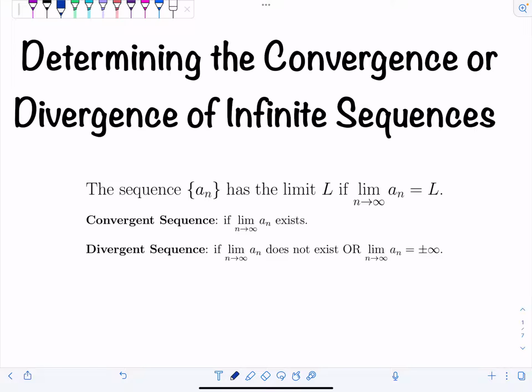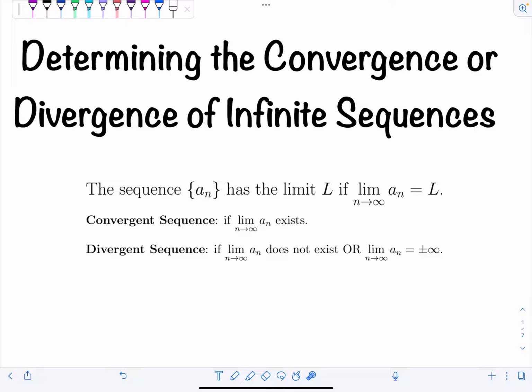But basically, what do we mean when we say a sequence converges? Well, the sequence a_n has the limit L if the limit as n approaches infinity of a_n is equal to L, L being a finite number. And so a sequence is convergent if the limit as n approaches infinity of a_n exists. So basically, you take the limit of the terms of the sequence, and if it approaches some finite number, then we have a convergent sequence. A sequence is divergent if this limit does not exist or if it's plus or minus infinity.